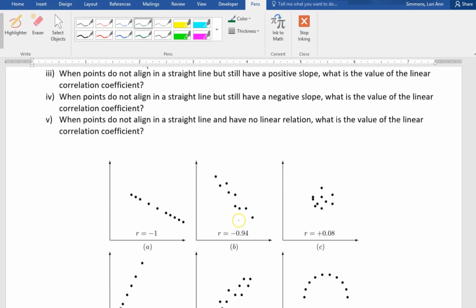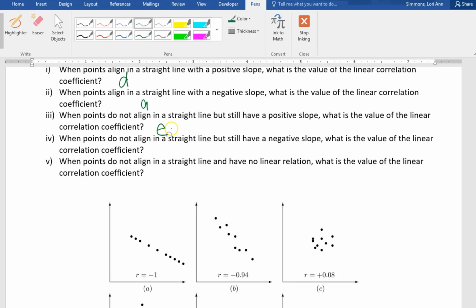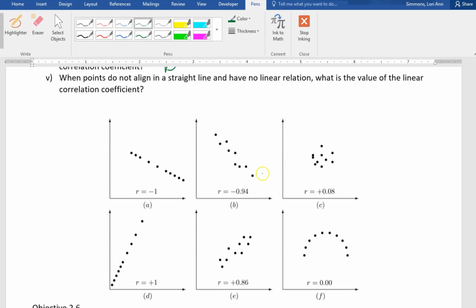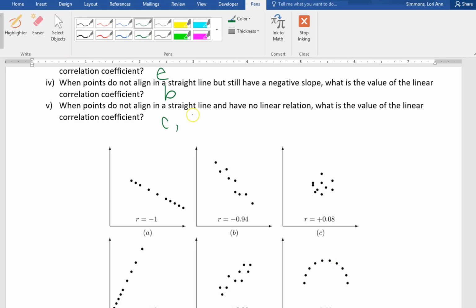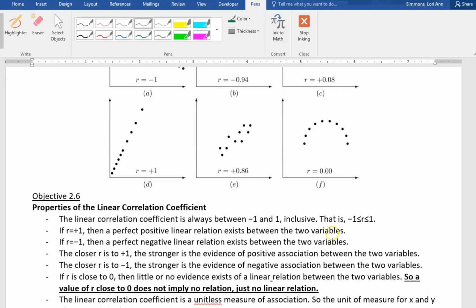They do not align in a straight line, but still have a positive slope. That's E. Do not line in a straight line, but have a negative slope. That's B. They do not align in a straight line and have no linear relation. That would be C and F. Note that F does have a relation, it's just non-linear.